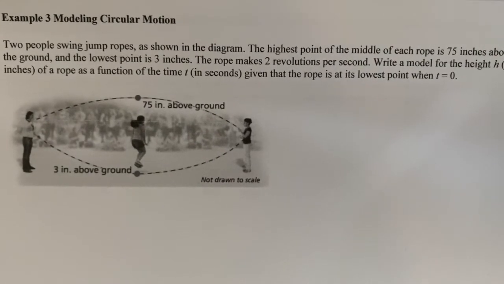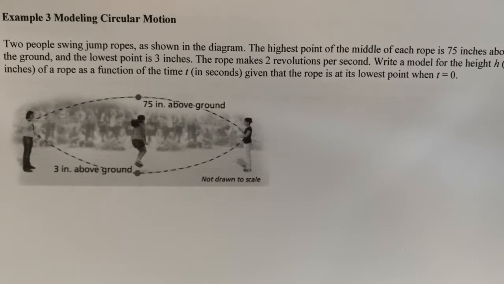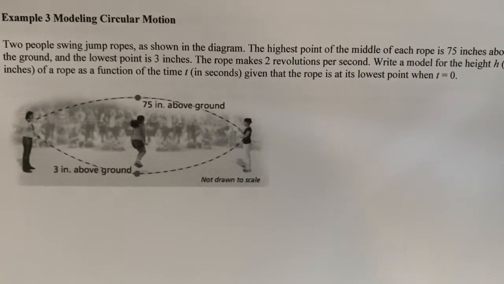Two people swing jump ropes, as shown in the diagram. The highest point of the middle of each rope is 75 inches above the ground, and the lowest point is 3 inches. The rope makes 2 revolutions per second. Write a model for the height h in inches of the rope as a function of the time t in seconds, given that the rope is at its lowest point when t is equal to 0.